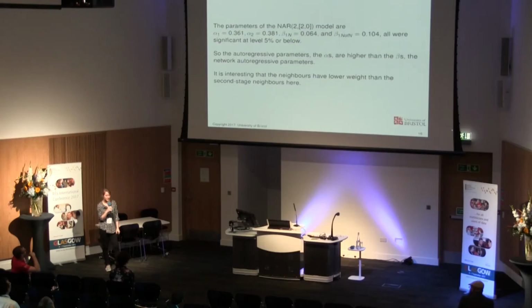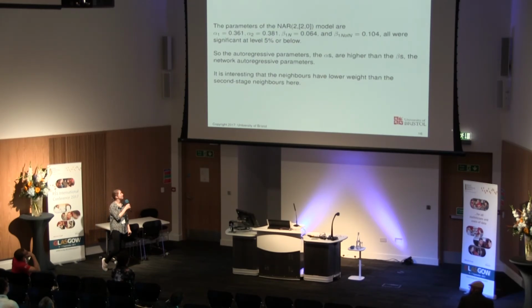And so we can look at this model and see what it tells us. The alpha parameters are the auto-regressive parameters, and the beta parameters are the ones based on the network. We can see that the alpha parameters are higher, so your own values are more significant than the neighbouring values.